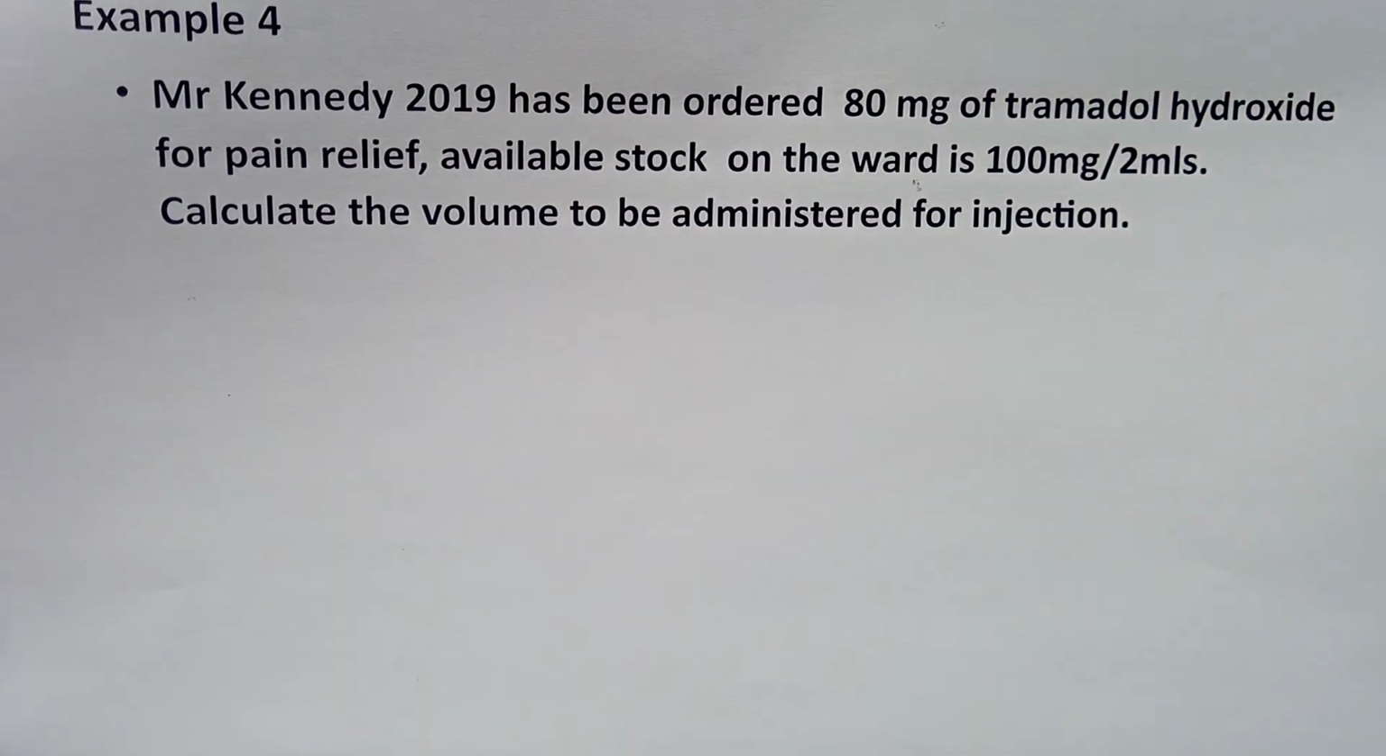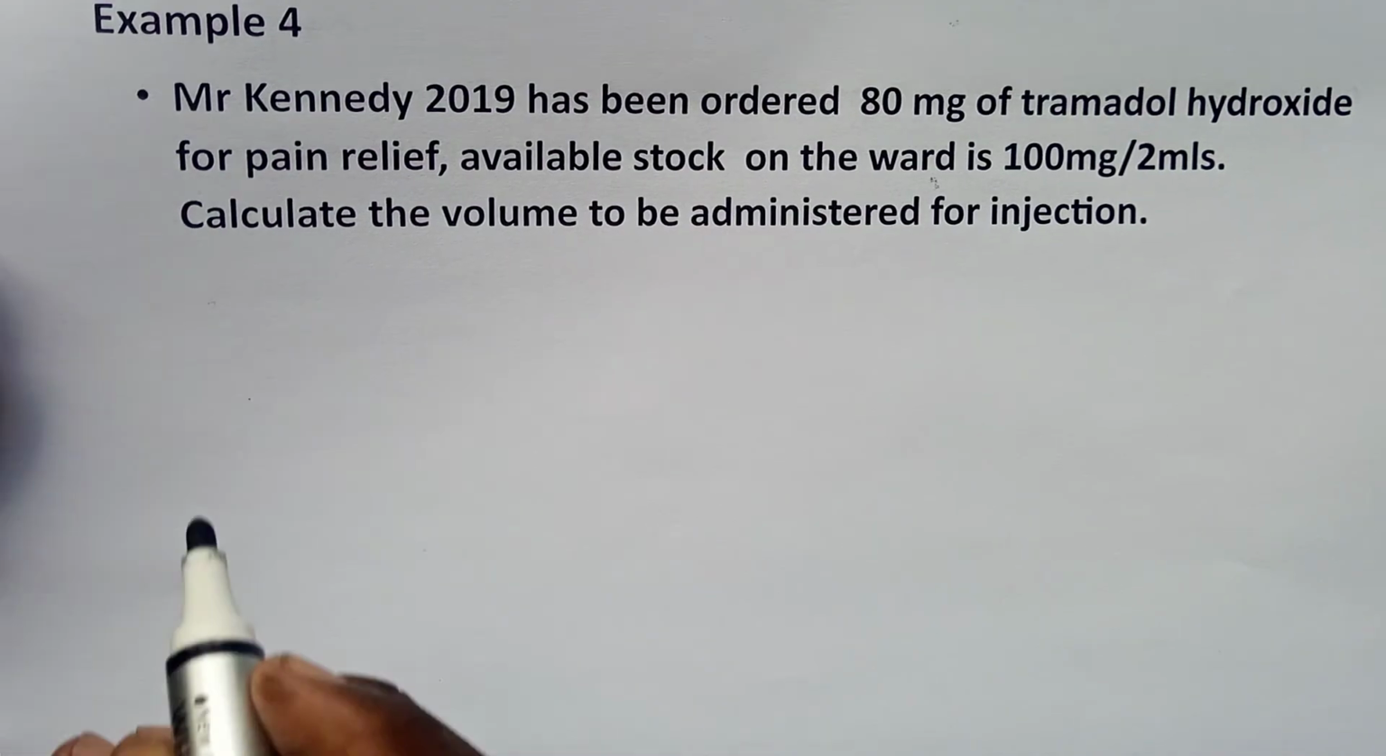The other question is for Mr. Kennedy. Mr. Kennedy has been ordered 80 milligrams of tramadol hydroxide for pain. On the ward, you have 100 milligrams in 2 mils. Calculate the volume to be administered. Very simple and straightforward. Okay, so what's our doctor's order?